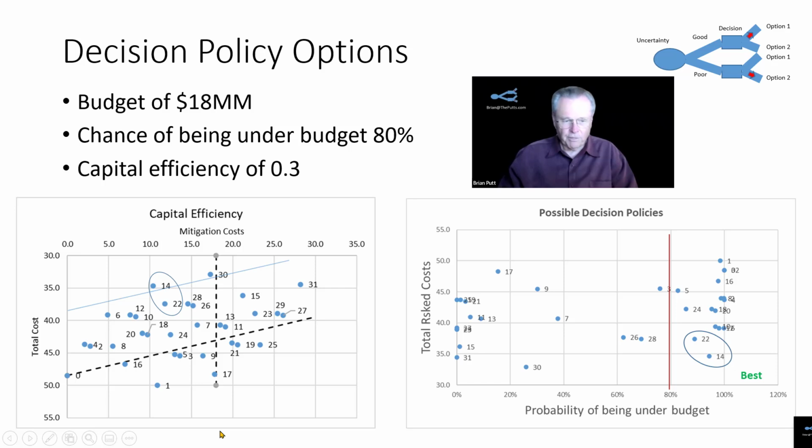We wanted to look at 30. So here's 30 up here. It's got a low total cost, but where's 30 over here? 30 has something like only a 25% chance of being under budget. So that's clearly far away from our criteria. So we're going to reject that and continue to focus on 14 and 22. So let's look further at those two alternatives.